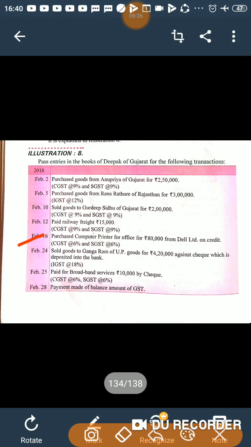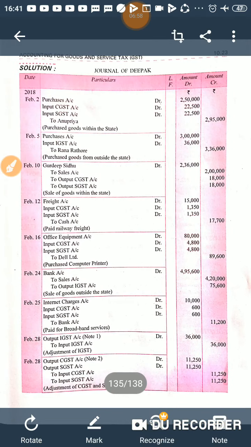At the same time, it is also not mentioned where Dell Limited is residing. So it is assumed it is within the state, and in the question itself they explicitly asked you to charge CGST and SGST. So input CGST and input SGST will be involved. Purchasing a computer printer, it is an asset, and we will record it in office equipment account.